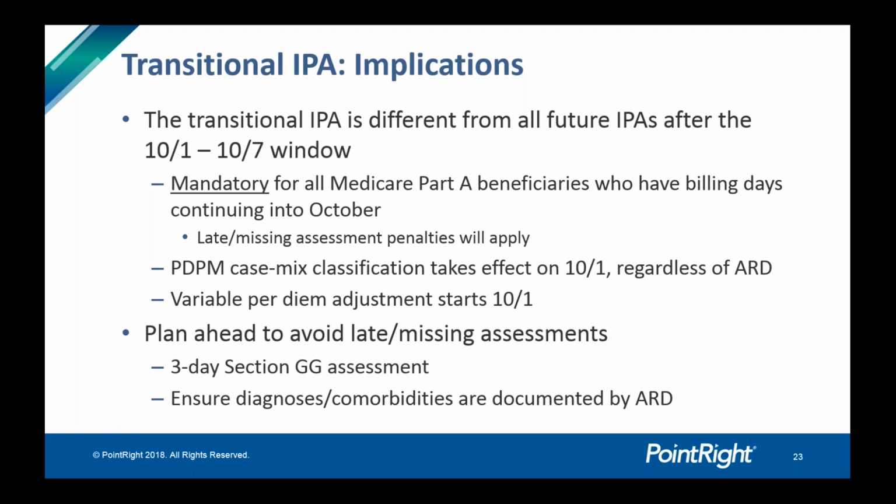And that means getting all the pieces in place and getting all the people on the same page so that that 3-day assessment for section GG is done, and making sure that your diagnosis coding and documentation and your comorbidities are all in the documentation by the ARD. And that's why, if you don't already have those comorbidities documented yet, you may want to set that ARD after a few more days and just make sure that you're not missing anything, so that you can get the full reimbursement possible for that particular resident.